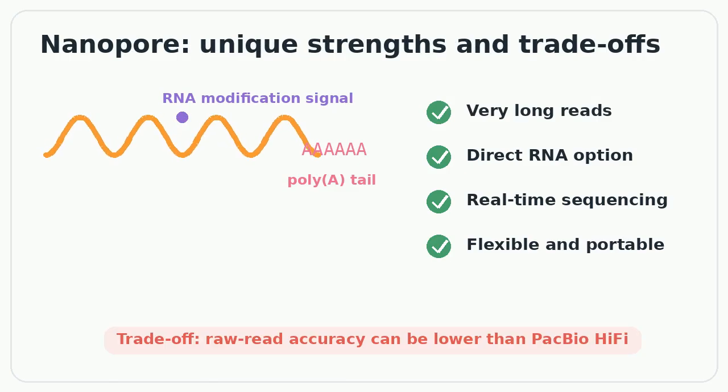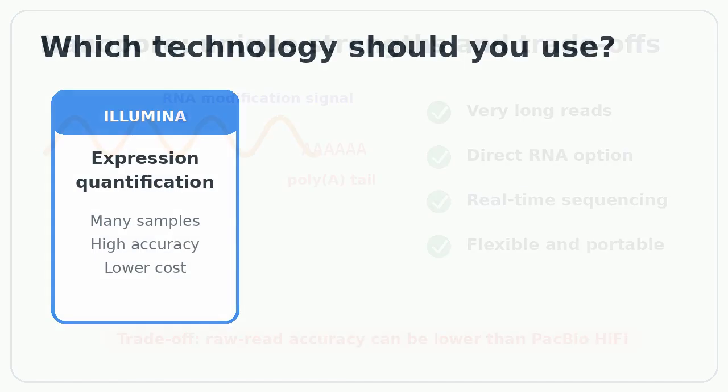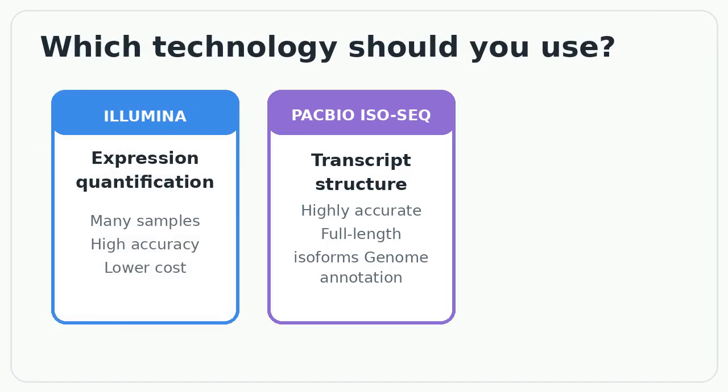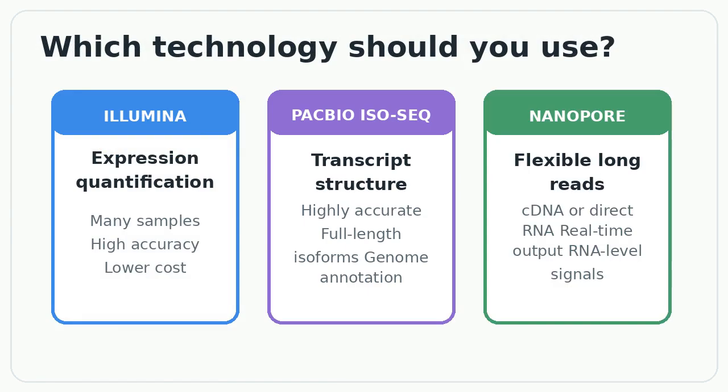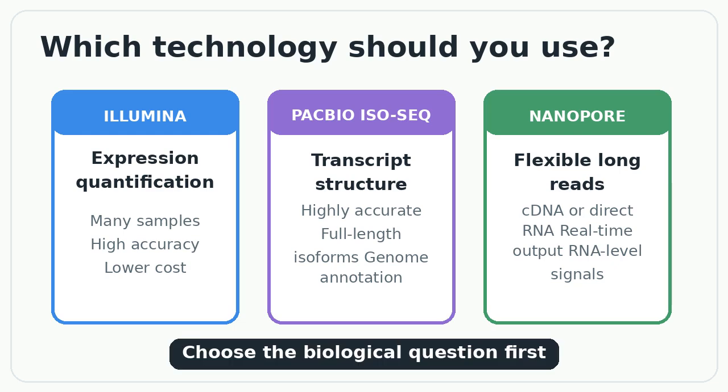Use Illumina when accurate gene expression measurement, high throughput, and large sample numbers are most important. Use PacBio Iso-Seq when you need highly accurate full-length transcripts, novel isoforms, or improved gene annotation. Use Oxford Nanopore when you need very long reads, flexible real-time sequencing, direct RNA analysis, or information about RNA modifications.